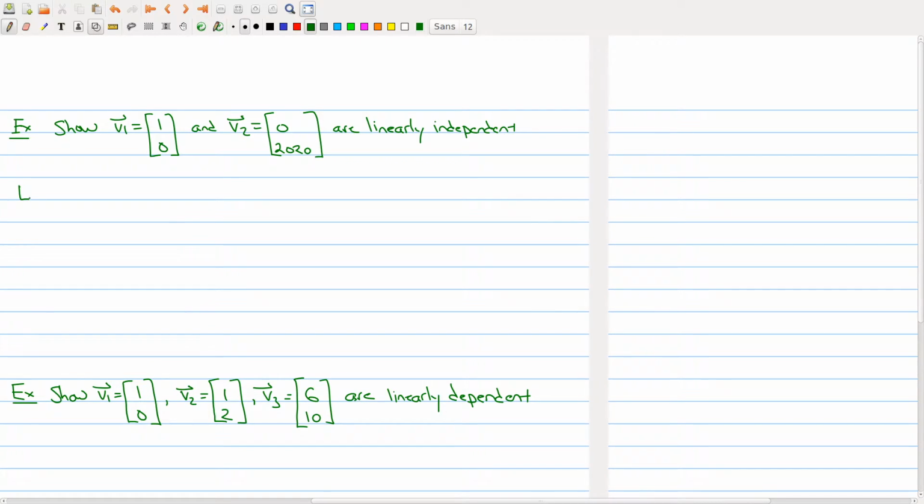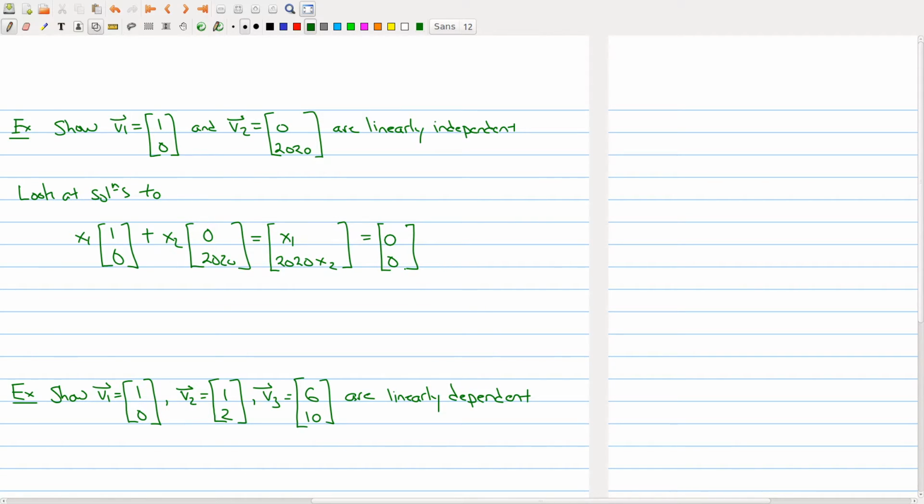So we want to look at solutions to x1 times the first vector plus x2 times the second vector. We want to know what values of x1 and x2 will allow this to equal 0. But before we set it equal to 0, let's just expand out what this is. We'll end up with x1 in the first coordinate, and in the second coordinate, we will have 20 times x2. And we want this equal to the 0 vector.